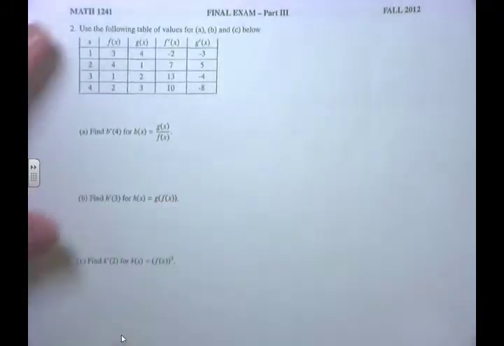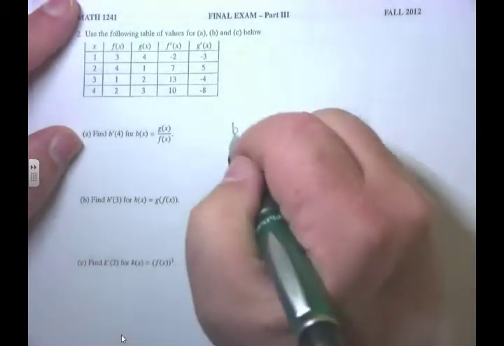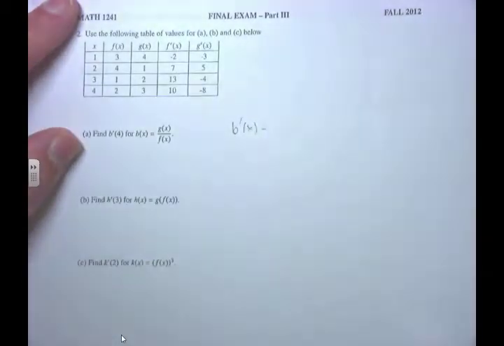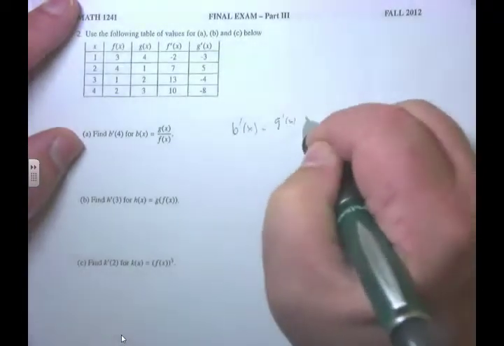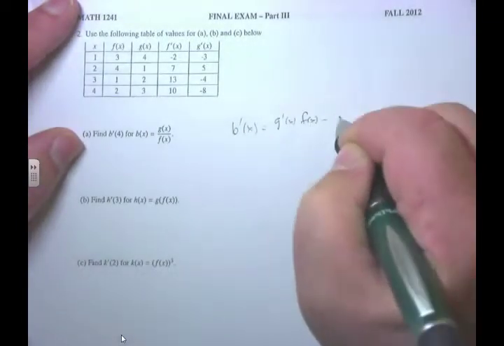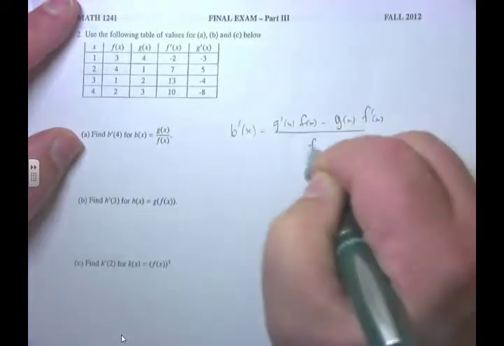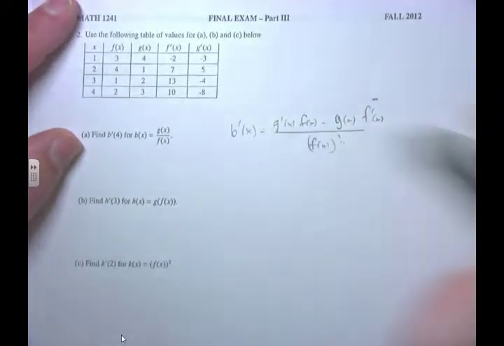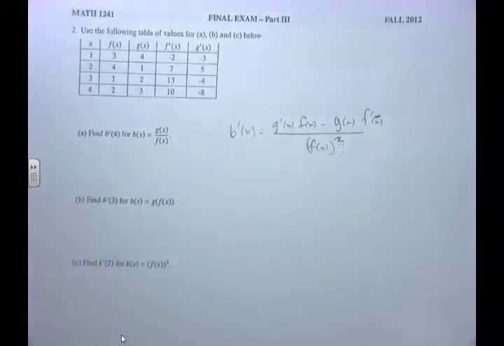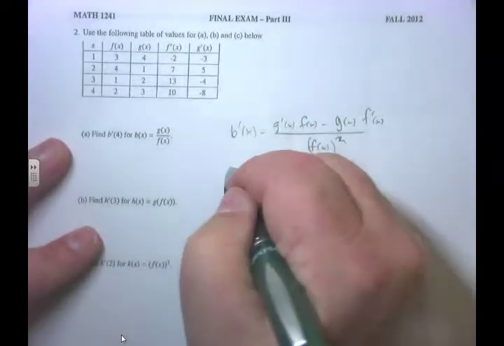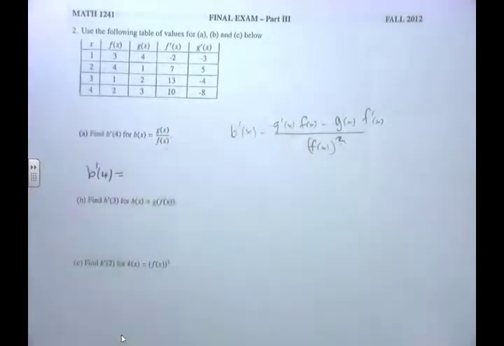All right, you want to find B prime of 4. They gave you B of x is g of x over f of x. So if you want to take derivative first, what rule are you going to have to use? Quotient rule. Derivative of the top times the bottom minus the top times derivative of the bottom, all over the bottom squared. Does that make sense?